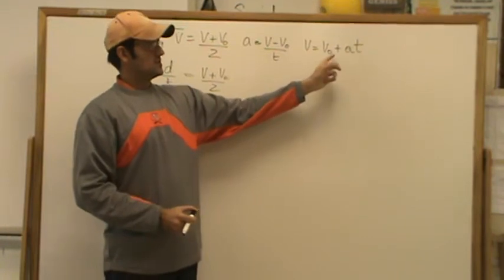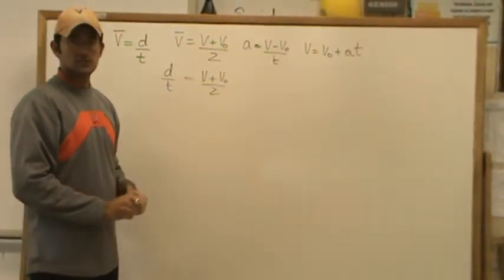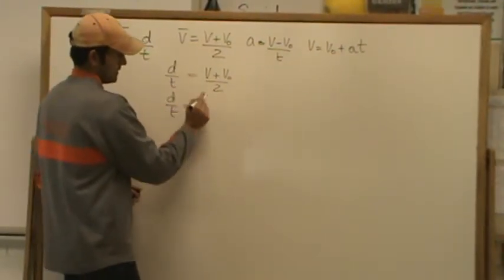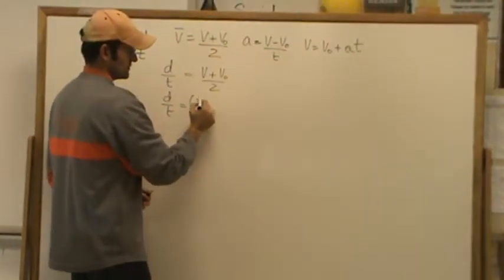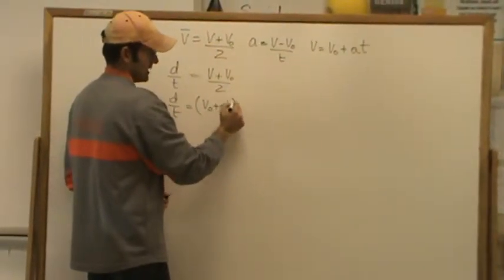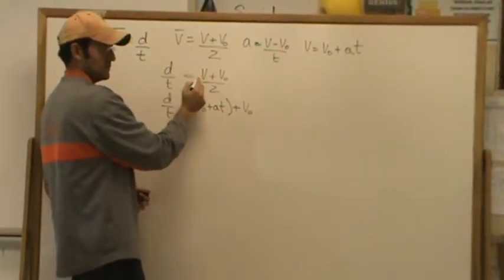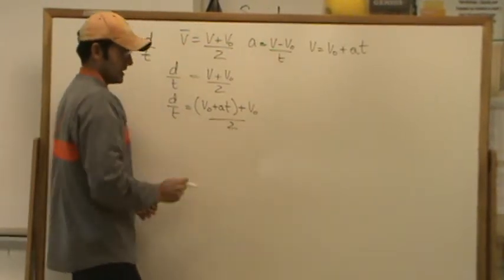So if final velocity is equal to initial velocity plus acceleration times time, I'm going to plug that in here for final velocity. So instead of writing final velocity, I'm going to write down what final velocity stands for. It stands for initial velocity plus acceleration times time. And then of course, I've substituted this value for my final velocity. I still have the initial velocity, and I have 2. Now you can do whatever you want to do.